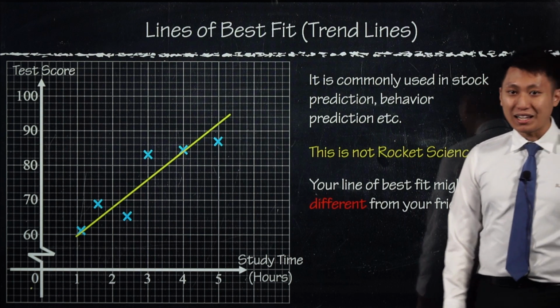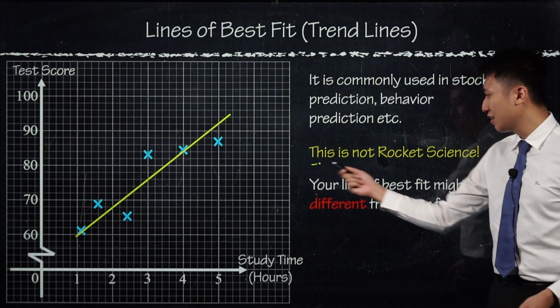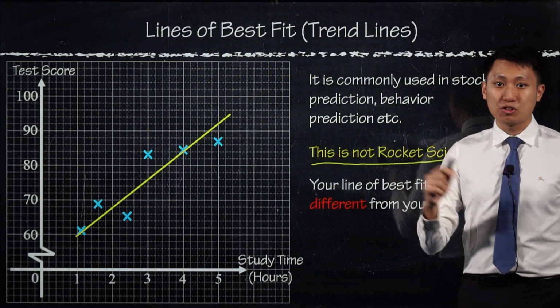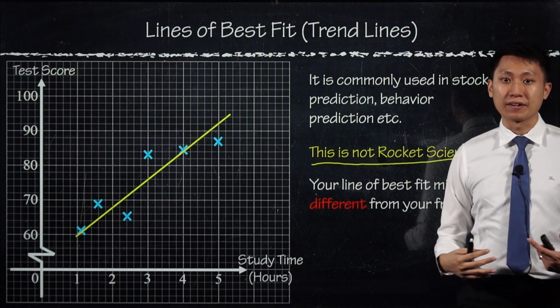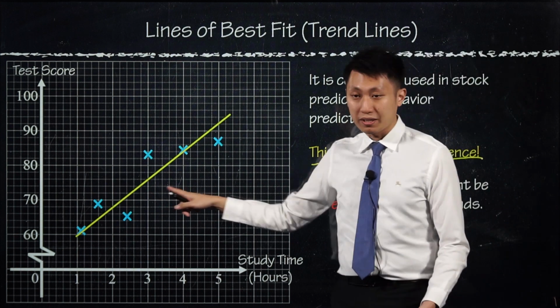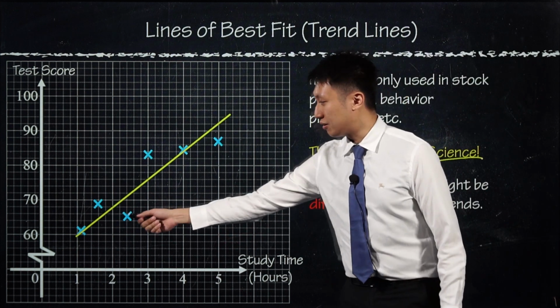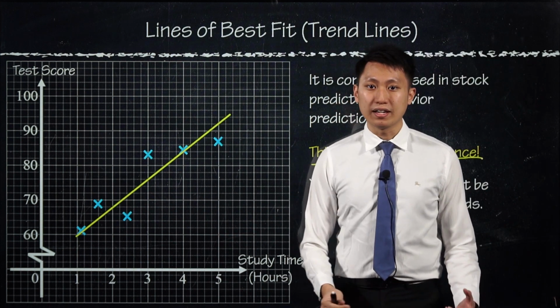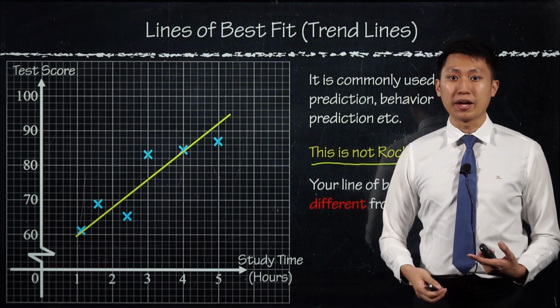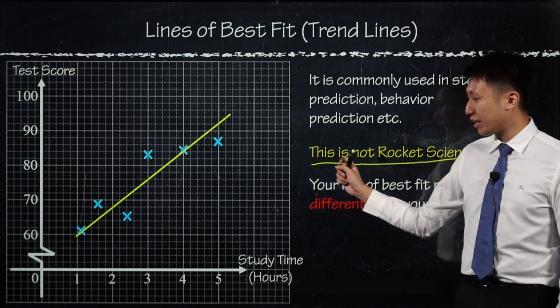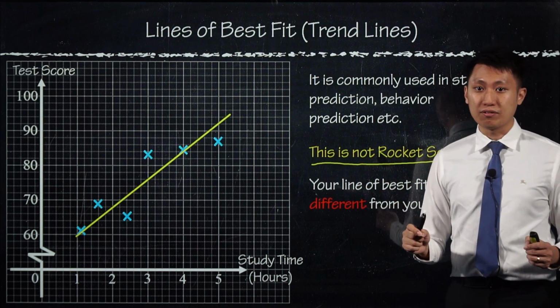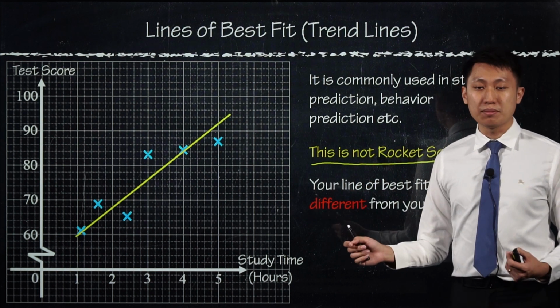I would like to say that this is not rocket science. Whenever you say a trend line or lines of best fit, it's actually very relative, especially when you plot this kind of graph. Then you try to draw a line of best fit. It's very subjective in a way, most of the time. So it's not a precise answer that I'll give you, but it's an estimation.